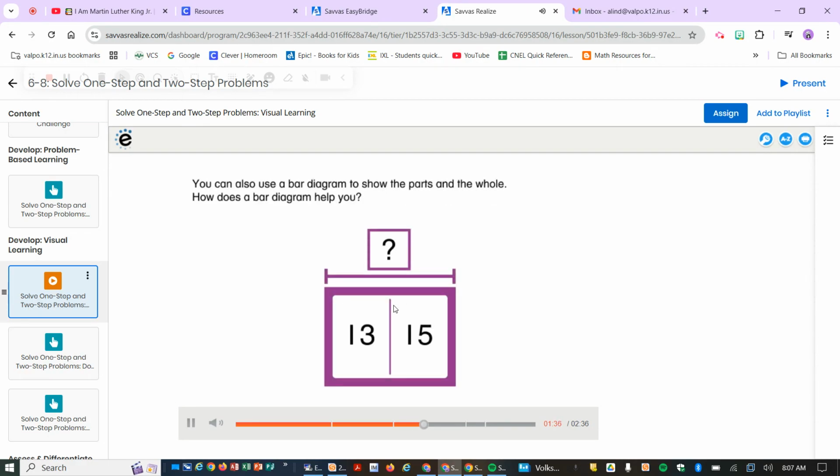You can also use a bar diagram to show the parts and the whole. How does a bar diagram help you? The bar diagram shows what you need to find and what information you already have. It helps you work out which operation you need to use to solve the problem. It shows how the numbers are related.